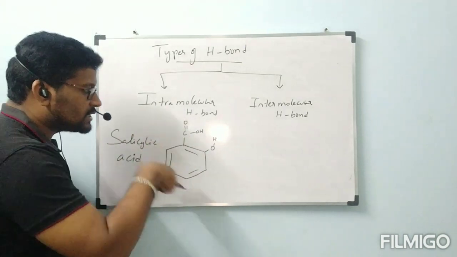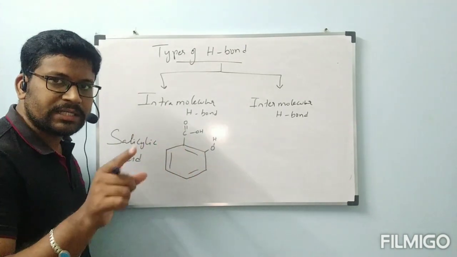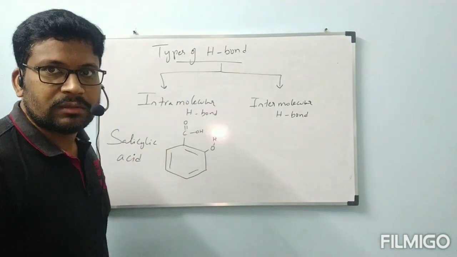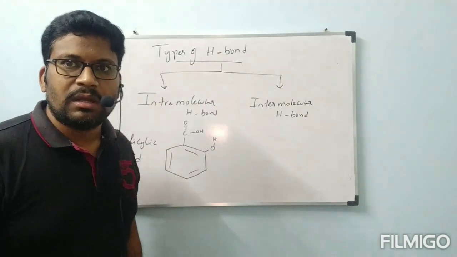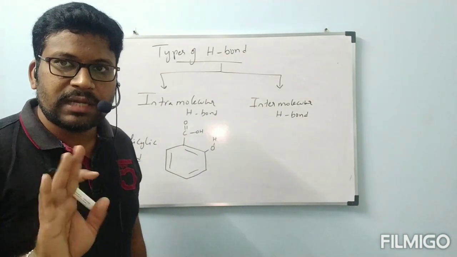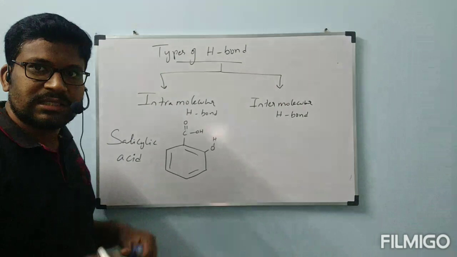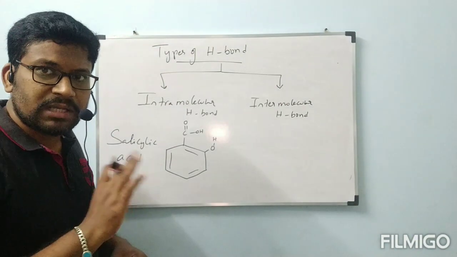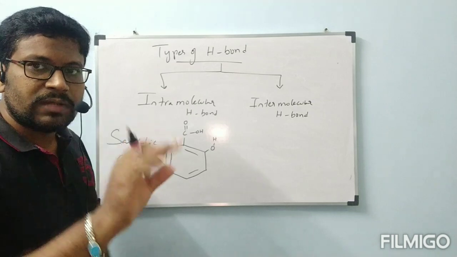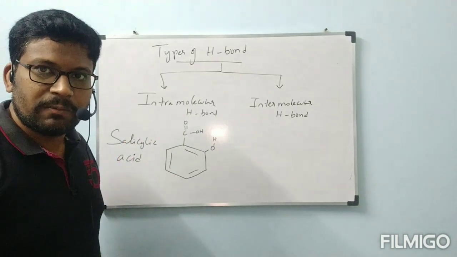These names and structures, everything you will understand in organic chemistry. This comes under organic compounds. In organic chemistry, we will study these things. No need to be tensed about this name, salicylic acid. This topic is not completed for you yet. When this topic is completed, you will be ready to explain all these compounds also, no problem.